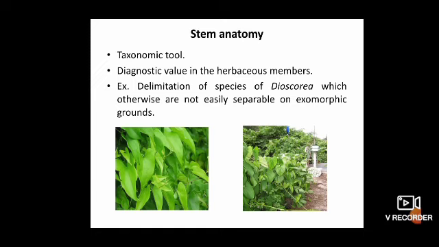Now, these are two different plants, Dioscorea cayenensis and Dioscorea rotundata. They are morphologically exactly similar. They cannot be distinguished, but on the basis of stem anatomy, based on the differences in the vascular bundles, they both can be separated. So, Dioscorea species.